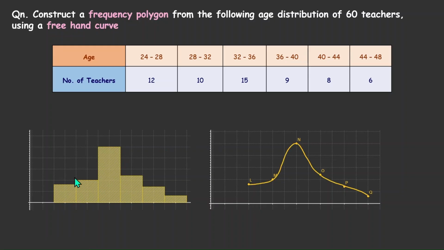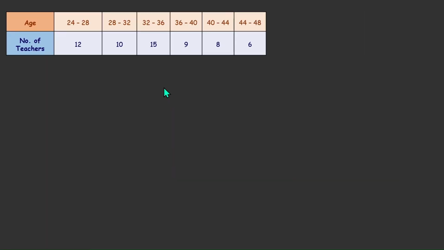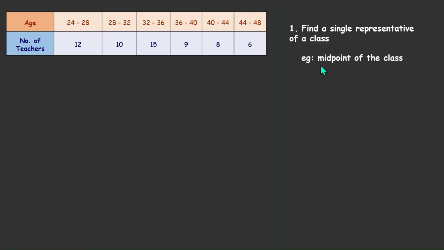And to convert this into this, instead of classes, we need single points, single numbers representing each of the classes. And let's see an idea how we can represent this class with a single number. So let's keep our table here and let's write down our steps. So first, we'll find a single representative of a class. Now an idea can be to take the midpoint of the class as the class mark. So we can take example as midpoint of the class.